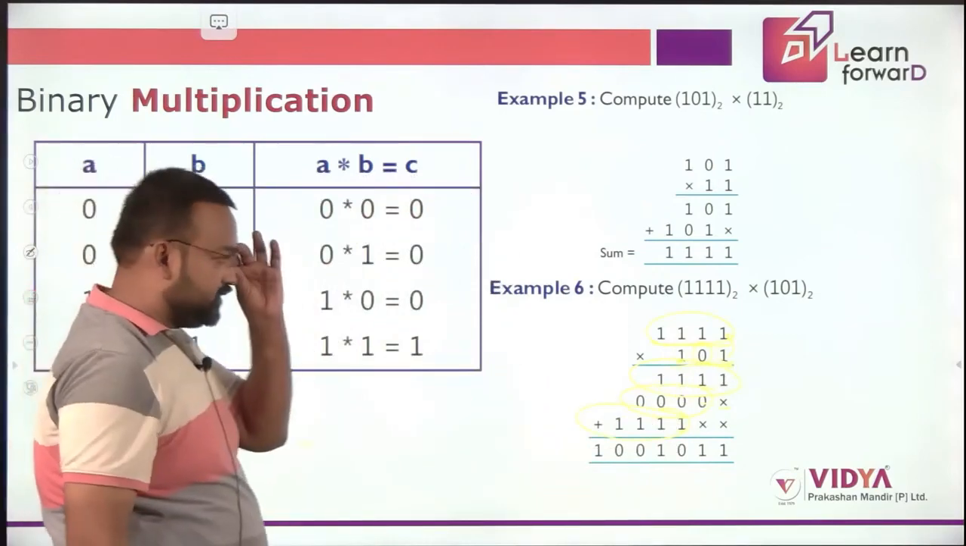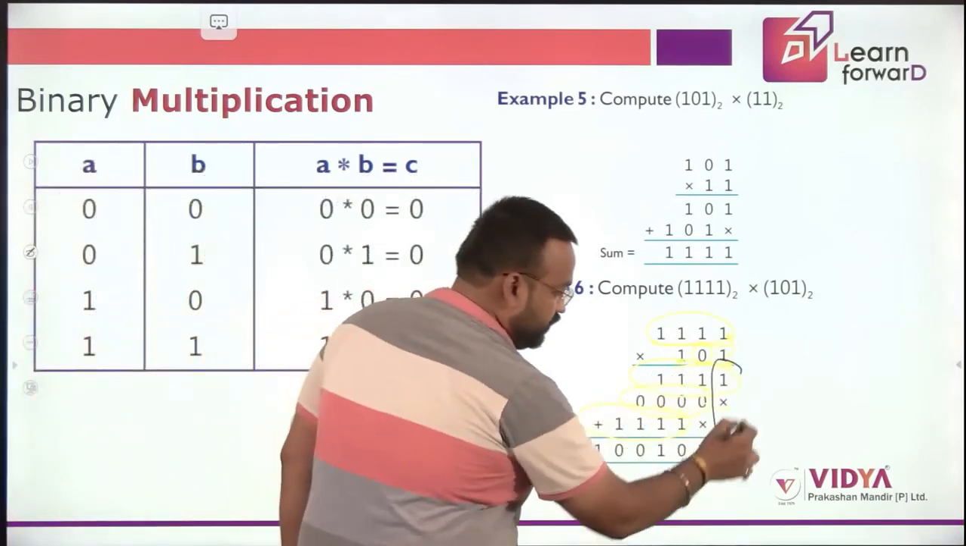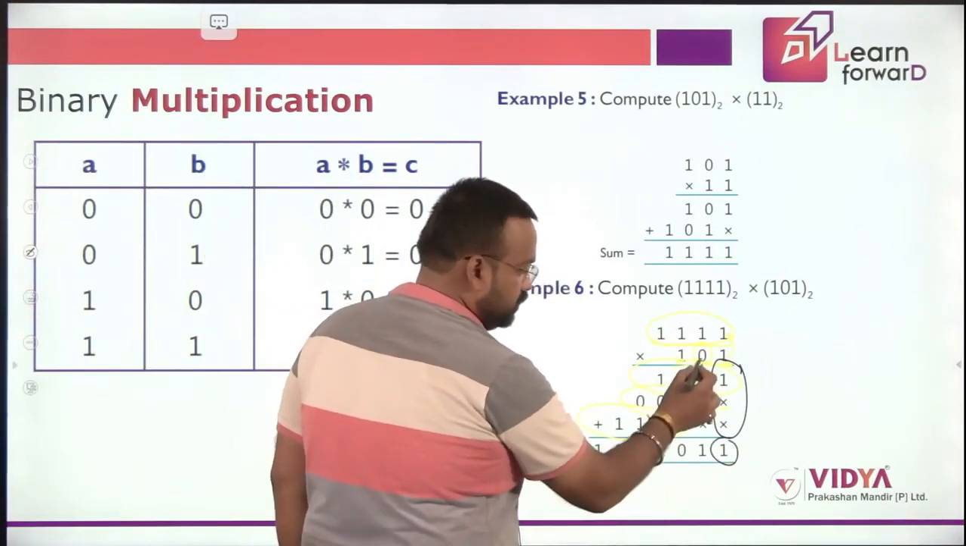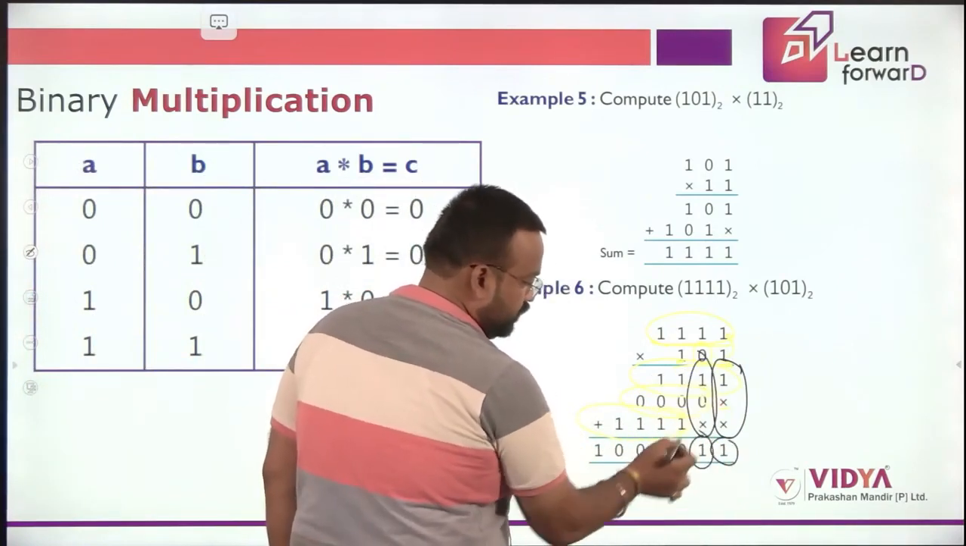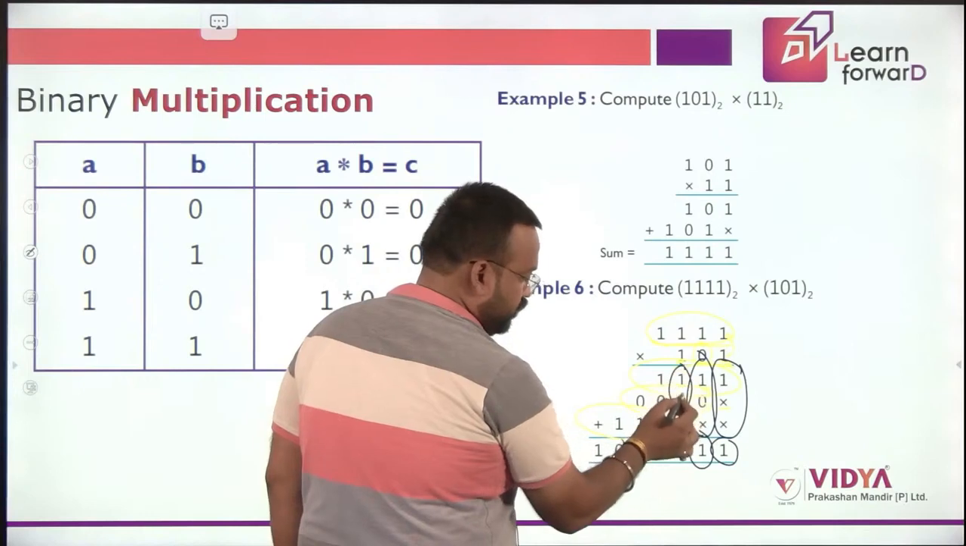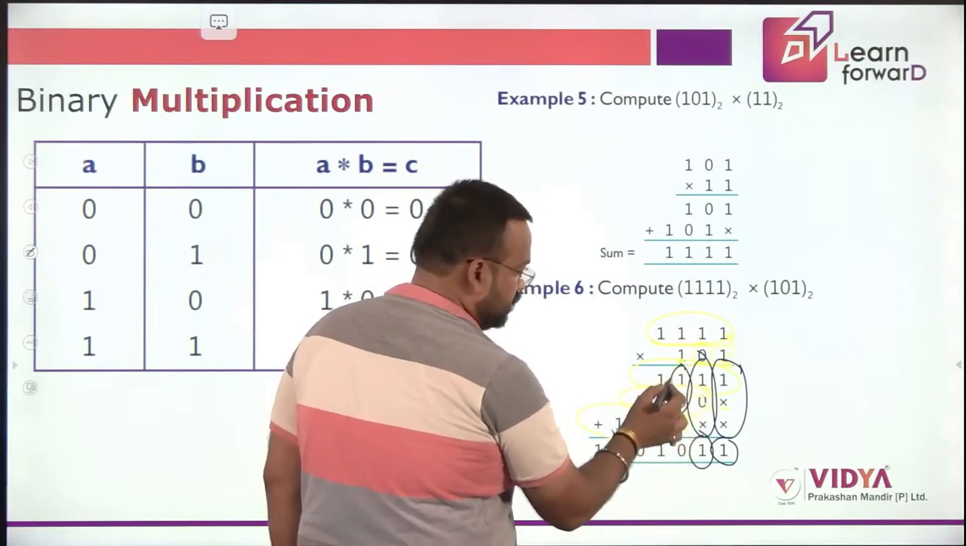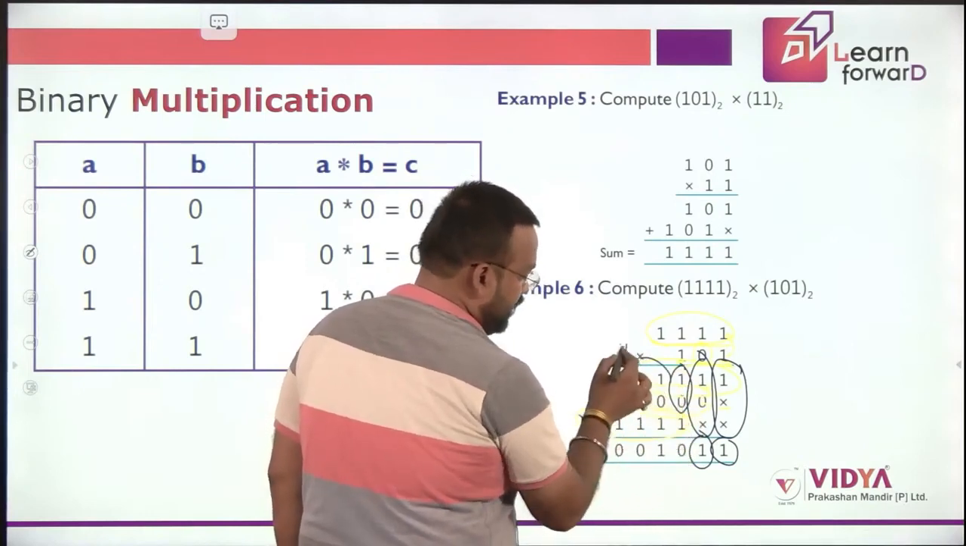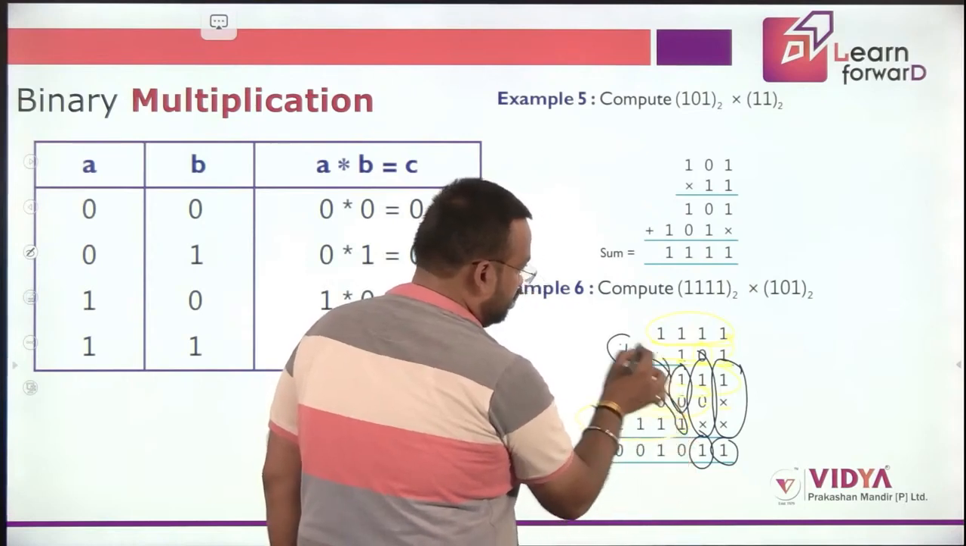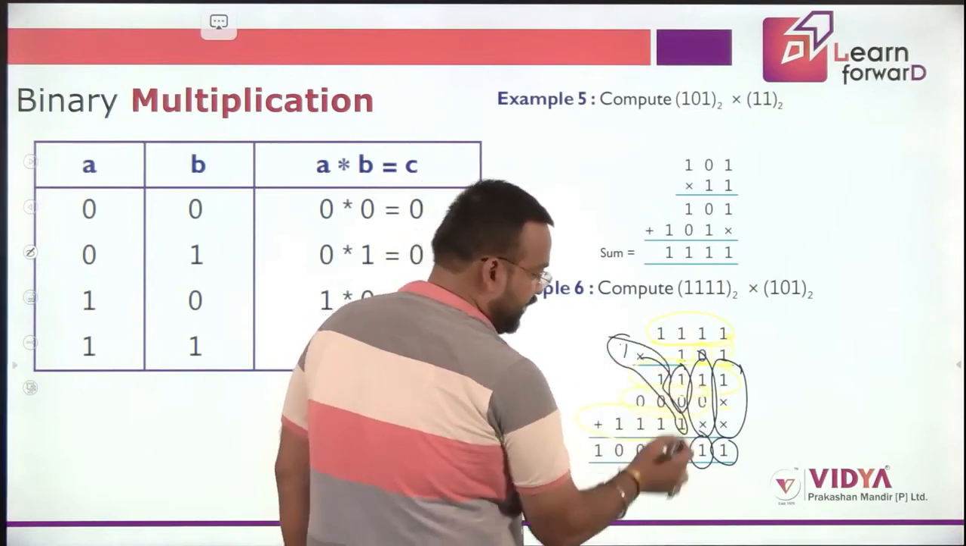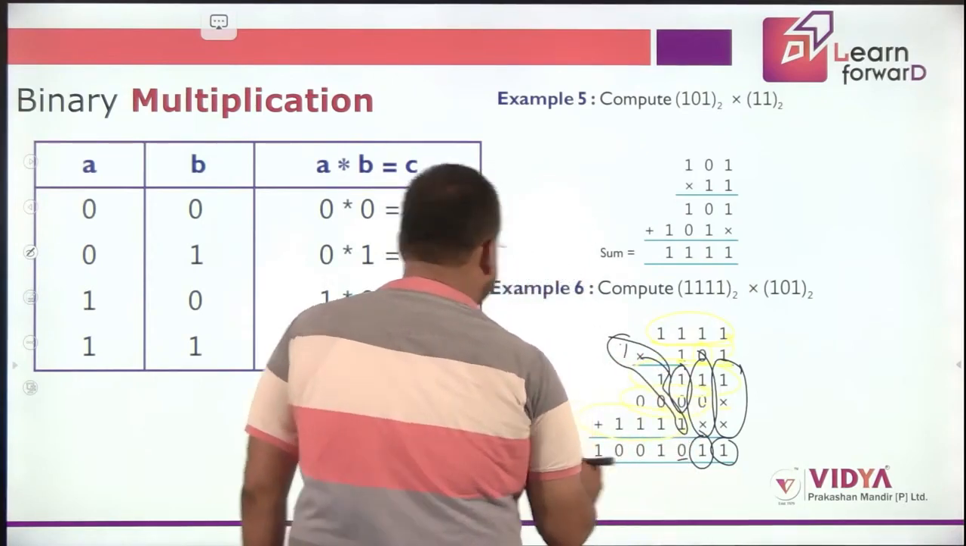So now let's sum up. This 1 with this 1, 1 0, 1. Now 1 0 would be 1 and this would be 1, and now 1 plus 1 would become 10. So over here we have 0.